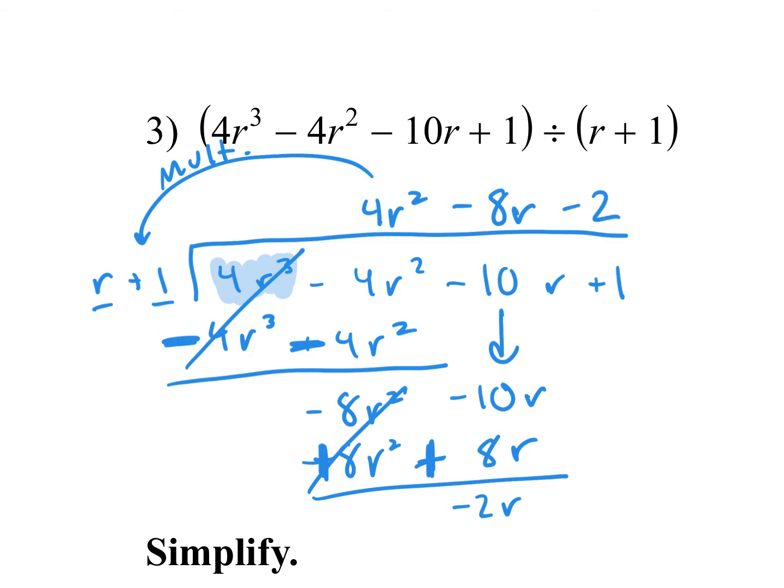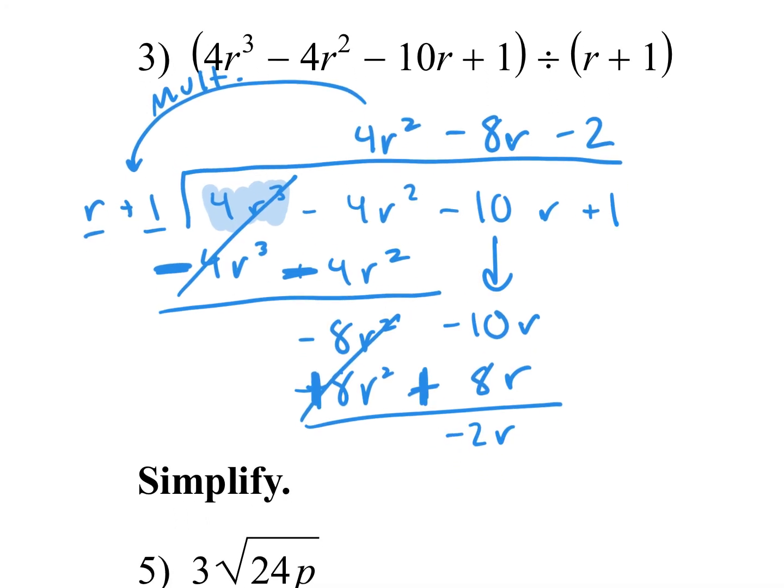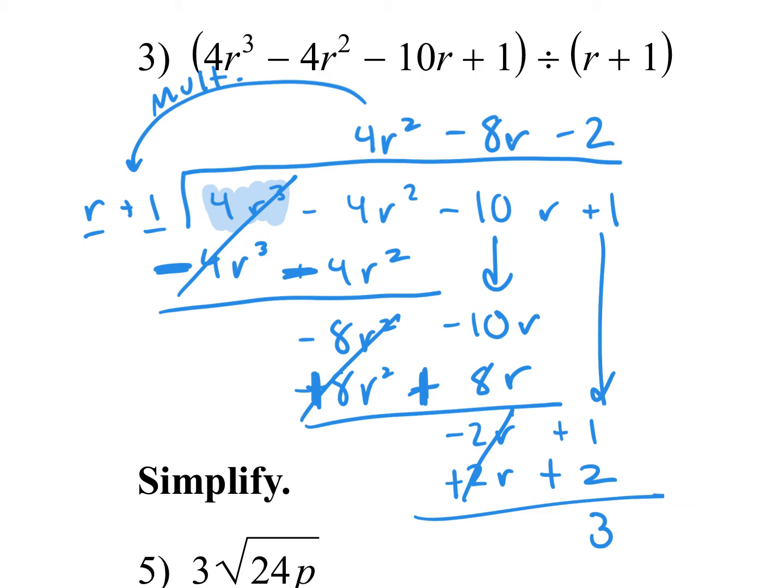Negative 2 up top. Perfect. We just lose the r. And then negative 2 times r would be negative 2r. And negative 2 times 1 is negative 2. Change the signs. And then last we have 1 plus 2, which is 3. What do I do with that 3? That's our remainder.